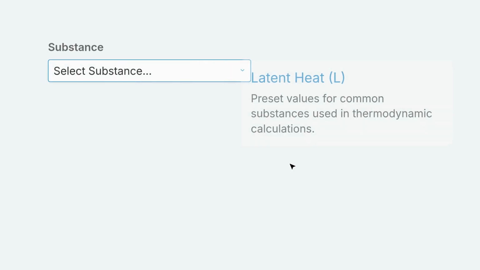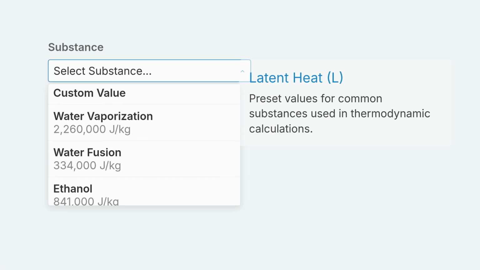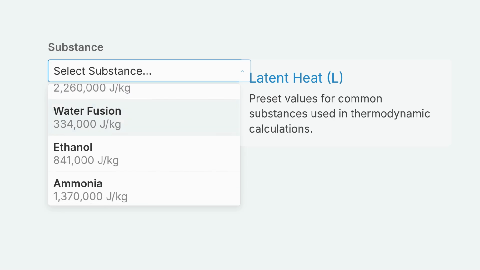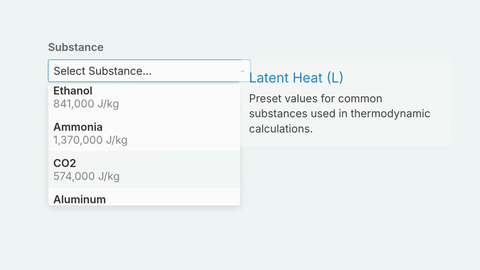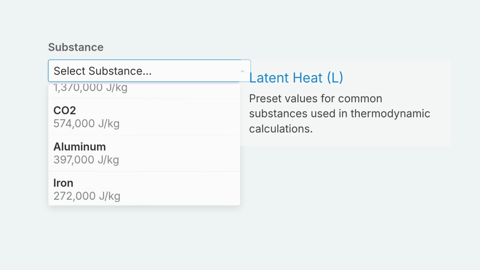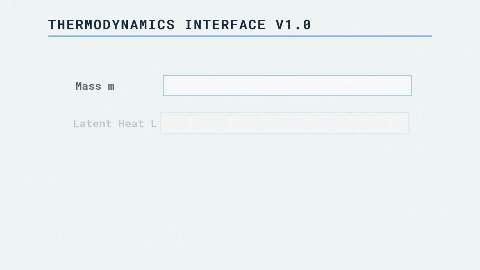Next is the Substance dropdown for preset L values. Options include Custom Value, Water Vaporization at 2,260,000 joules per kilogram, Water Fusion at 334,000 joules per kilogram, plus ethanol, ammonia, CO2, aluminum, and iron. I'm selecting Custom Value. Now for the input fields.